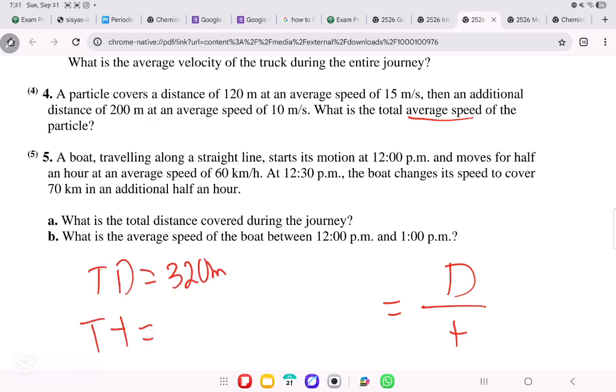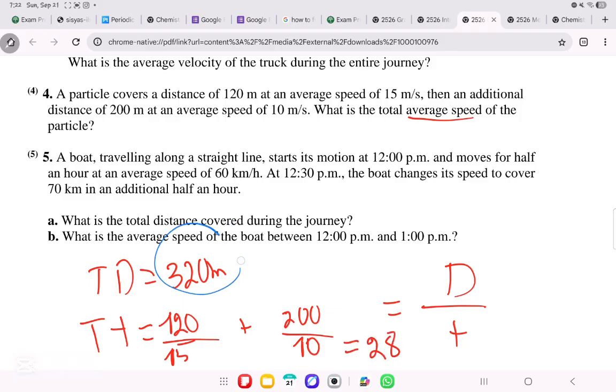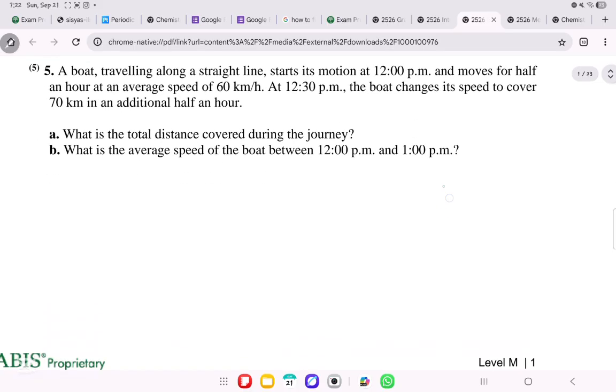Now the total time can be found by doing what? It can be found by dividing each distance by its respective speed, so 120 divided by 15, in addition to 200 divided by the respective speed, which is 10. So 120 over 15 plus 200 over 10, we'll get an answer which is 28. So now we take the total distance divided by the total time, so it's 320 over 28, which is 11.4 meters per second.